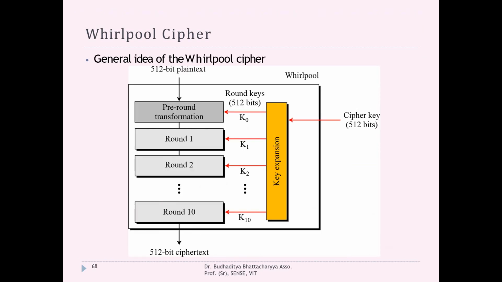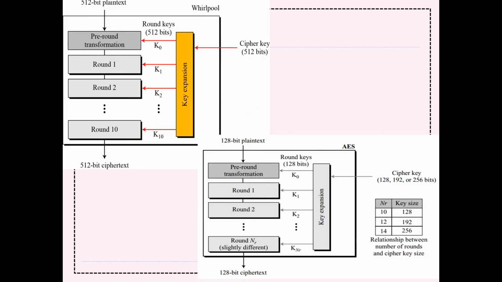It's observed there. Does it look familiar? If I give you this diagram, does it look familiar? Where is this coming from? AES. The same thing is used here, except that this is Whirlpool. What was the data size? 128 bits for AES. Here, 512 bits. That's it.